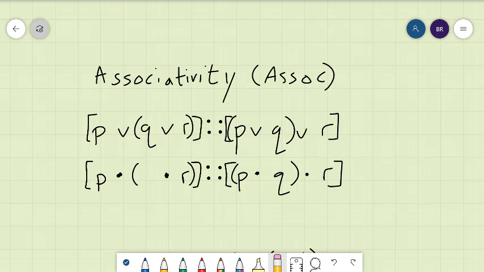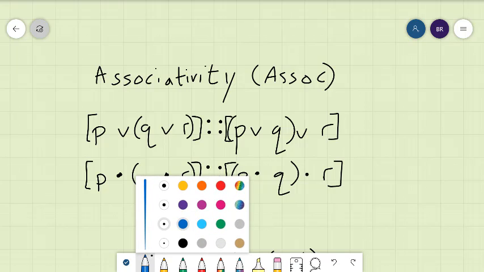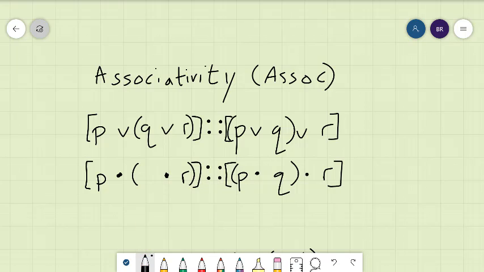Oops, I've got the wrong letter here. Let me rewrite that real quick. That should be a Q. If you have on a line P and Q and R, this way of disambiguating that long conjunction is logically equivalent to this way of disambiguating it. And that's what associativity tells us.